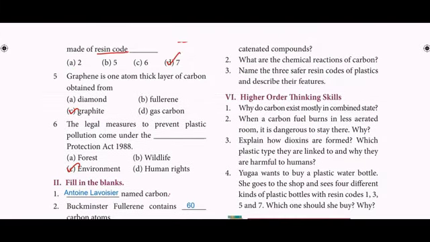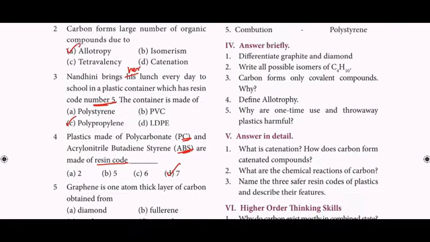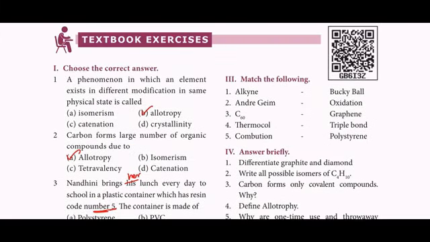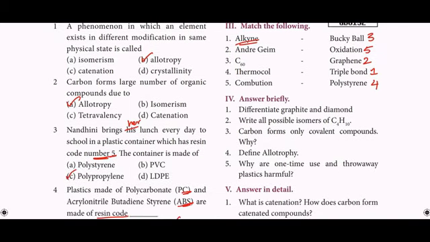Okay. Next one. Match the following. Alkyne has a triple bond. Graphene, C60 buckyball in the structure. Then thermocol is polystyrene, combustion is oxidation. So the order is 35214.